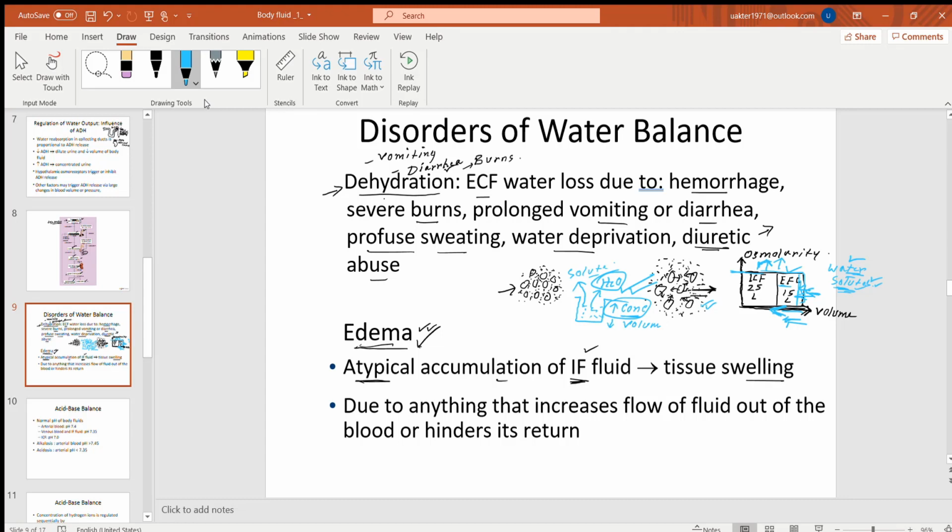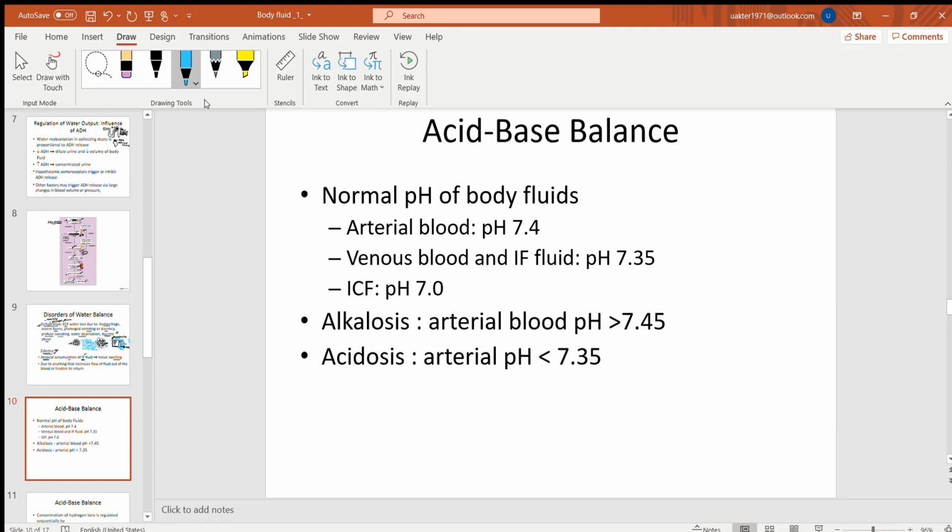Okay, acids and bases. You know that the normal pH of your blood is 7.35 to 7.45, right? That is the normal range. And that means blood is slightly alkaline. Why? Because neutral pH is 7.0. So 7.0 is neutral, that means it is neither acidic nor alkaline. Okay. If the pH goes above 7, that is alkaline.